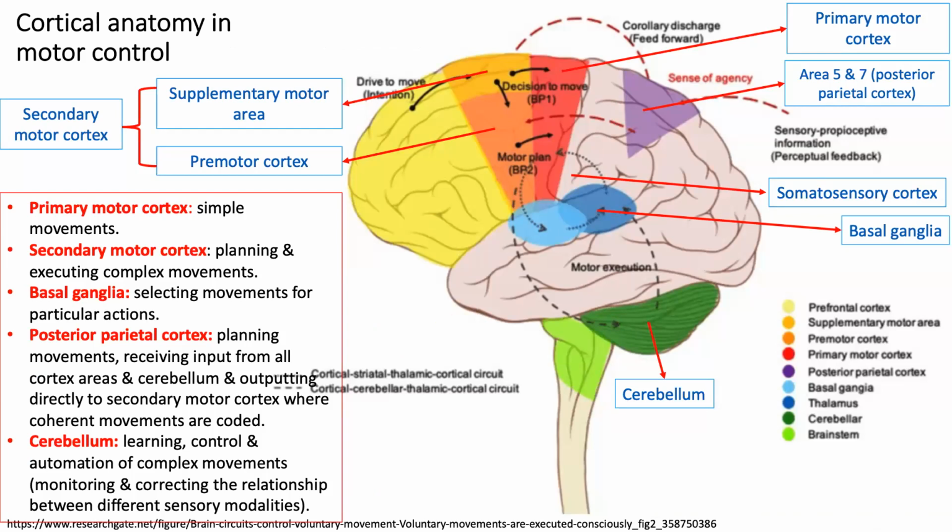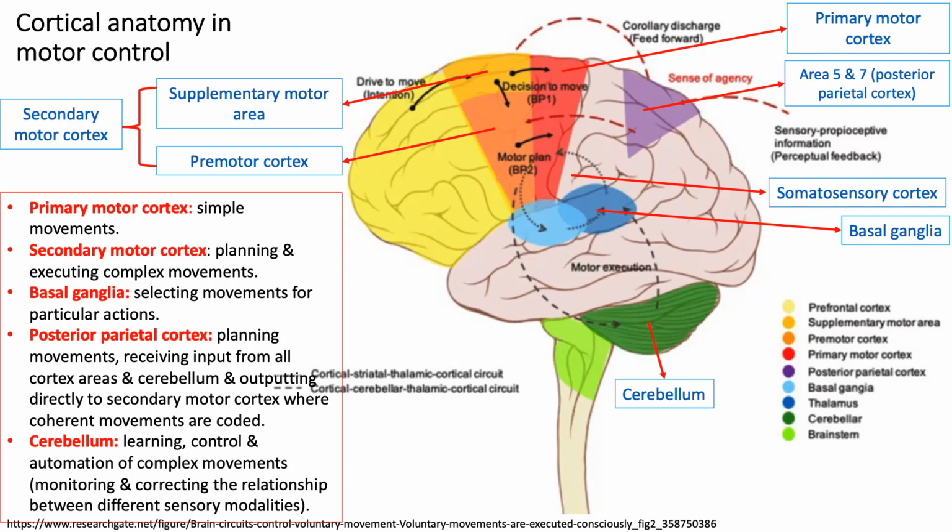Cortical anatomy in motor control. Let's look at the picture here, as well as the explanation. The primary motor cortex is located in the frontal lobe. You can see here in the red color, primary motor cortex. What is the function? Primary motor cortex is for simple movements. For example, reaching out your hands or moving your hands or arms.